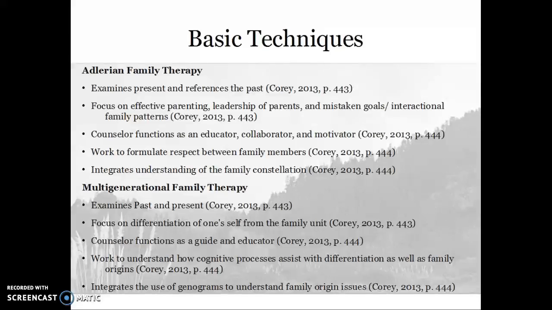Multi-generational family therapy looks at both the past as well as the present. There is a focus on the differentiation of oneself from the family unit, and this framework works to understand how relationship patterns based in cognitions assist with differentiation, which can be understood as the separation of emotion, reason, and independence of one from others, as well as how individuals are connected across generations. In multi-generational family therapy, the counselor functions more as a guide as well as an educator.